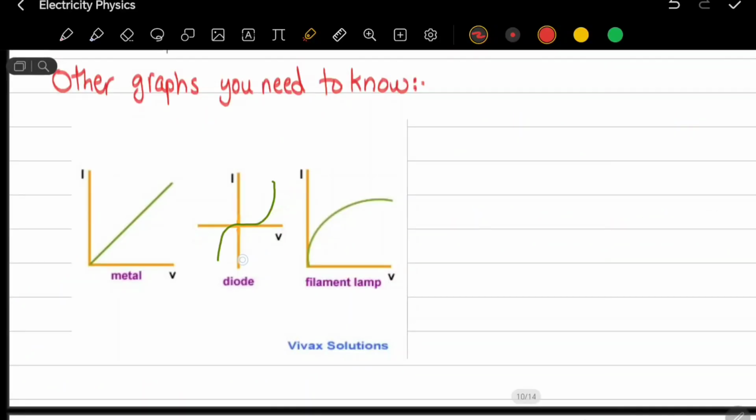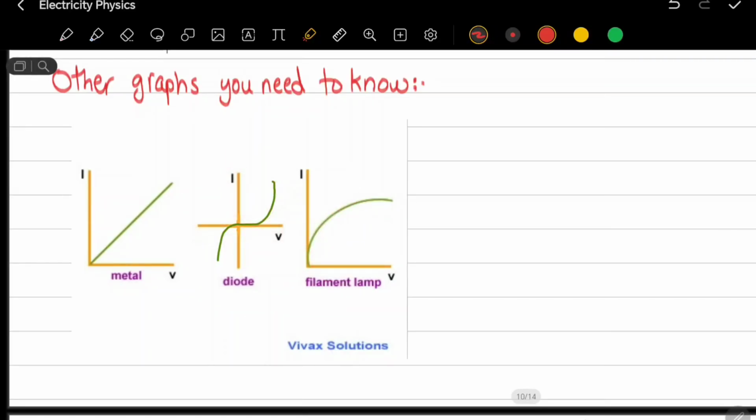Other graphs that you need to know, for example, here we have metal. Metal is an ohmic resistor, so that's the reason the voltage and the current are directly proportional at a constant temperature. The diode, this is how we're going to represent the diode, and the filament lamp, this is the graph of the filament lamp.